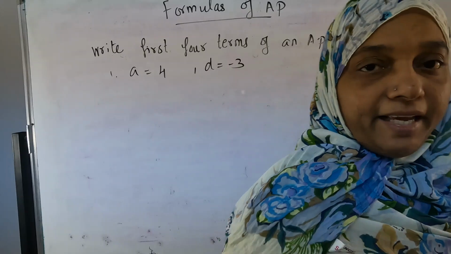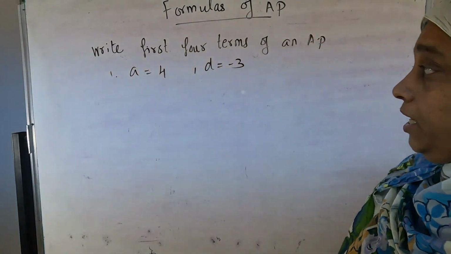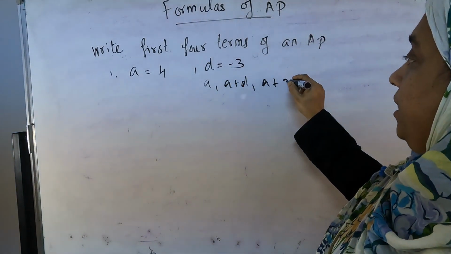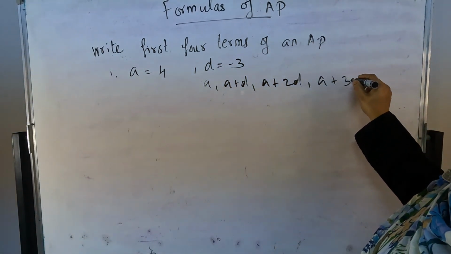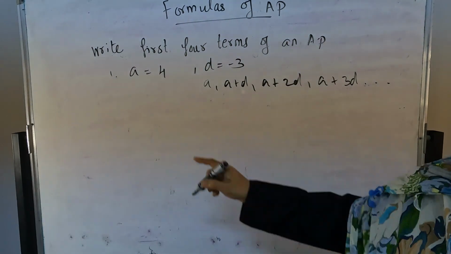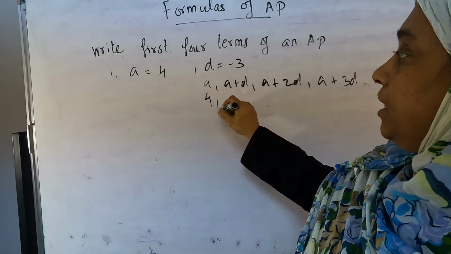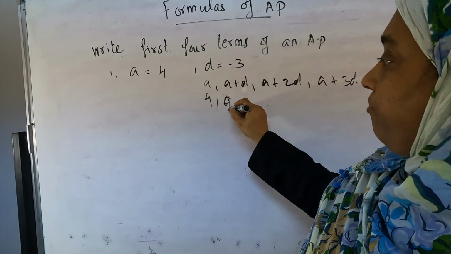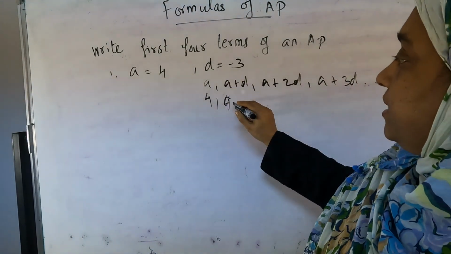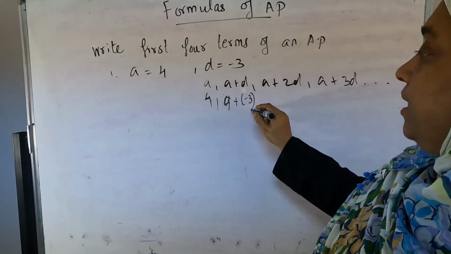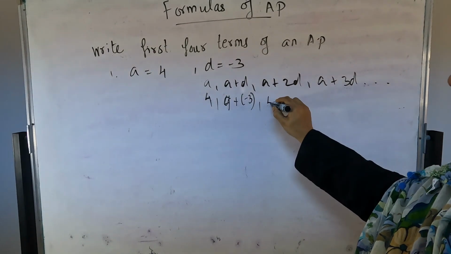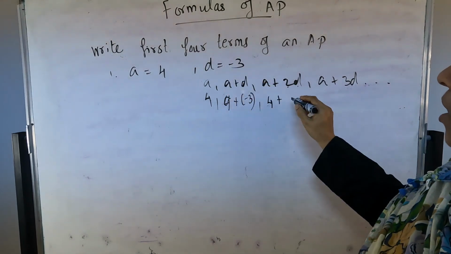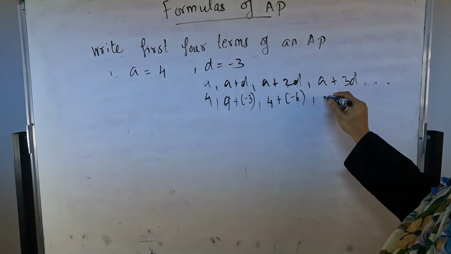Write the first four terms of an AP. Write the first four terms of an AP means what? They are asking us for a, a plus d, a plus 2d, a plus 3d. Okay, four terms. So a is 4, and a plus d is what? In place of a we apply 4, and d is minus 3. So 4 plus 2 into d: 2 threes are 6 with minus, so minus 6, and 4.